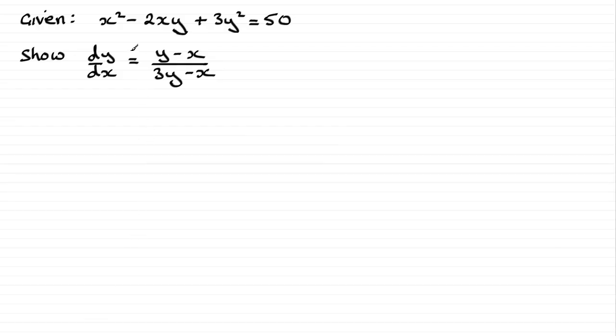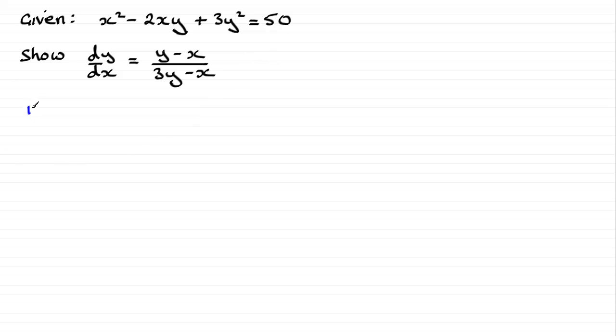So for this part of the question, we're given the equation of this curve, x squared minus 2xy plus 3y squared equals 50, and we've got to show that the gradient function dy by dx is equal to y minus x, all over 3y minus x. To do this, you've got to be familiar with implicit differentiation. I'm assuming that you are. If not, do check out my tutorials on this.